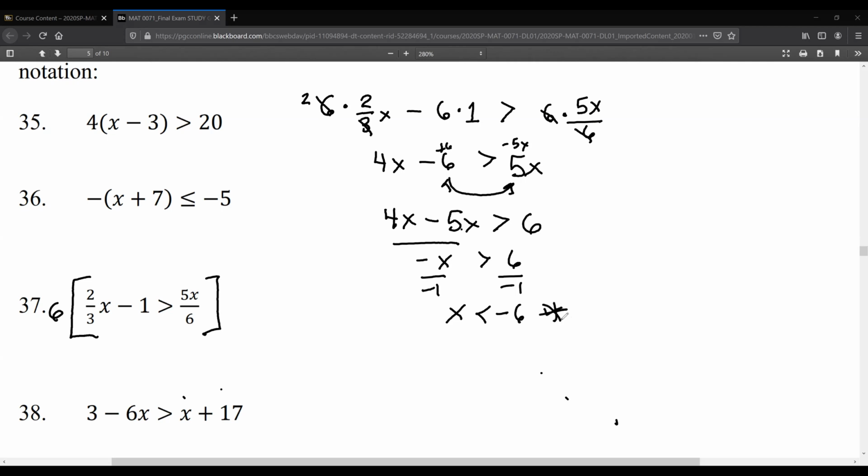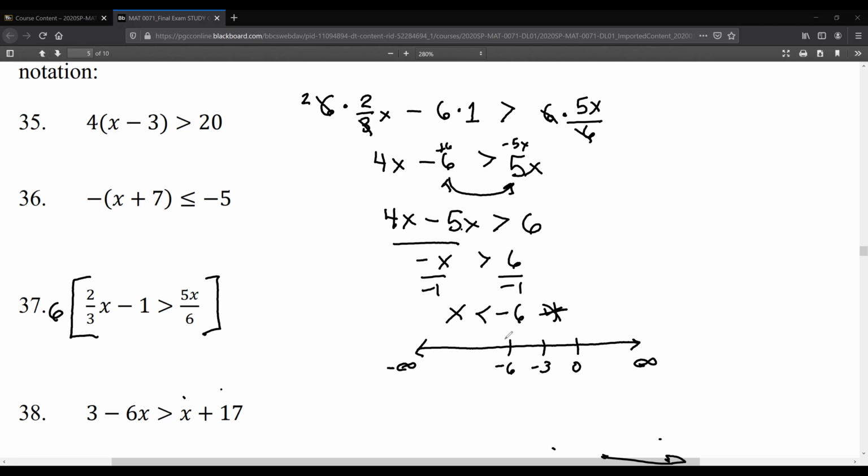Now, what we want to do is make a graph that matches the solution. How do we make a graph that matches the solution? So when we draw the number line, this is negative infinity, and this is infinity over here. We'll put 0 here, this is -3, and we'll say this is -6. All right, so x is less than -6.